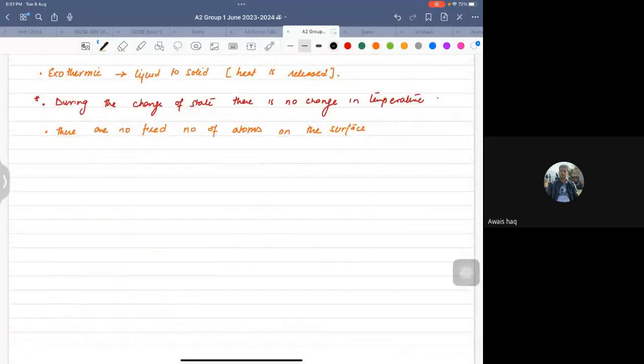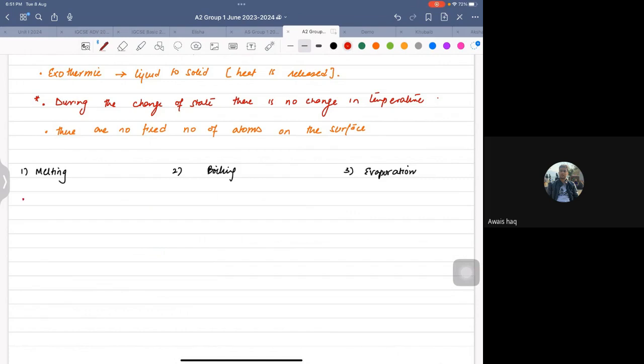Then there are three different changes that we've studied before as well. One of them is melting. Number two is boiling. Number three is evaporation. This is all preliminary. Same thing you've studied before, so it's fine.